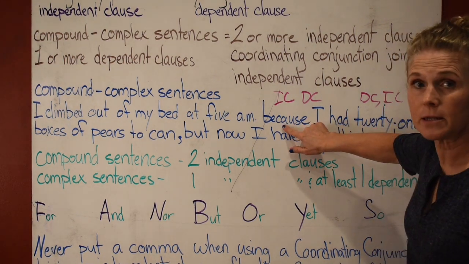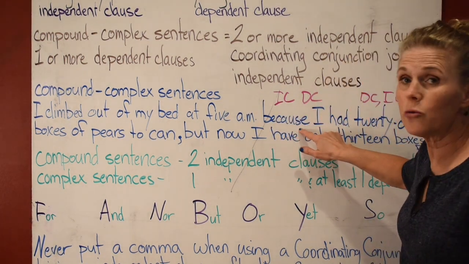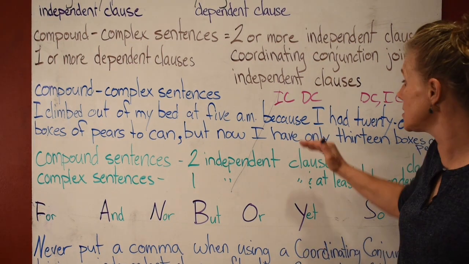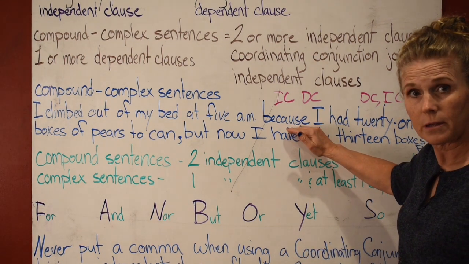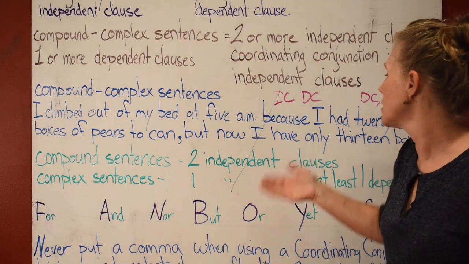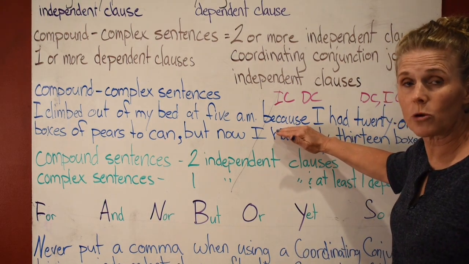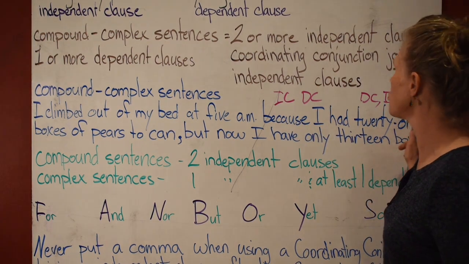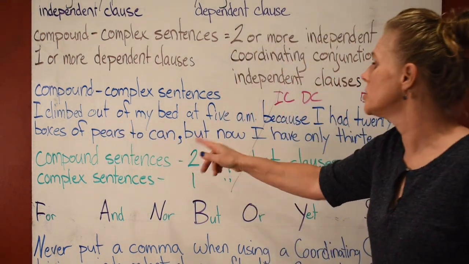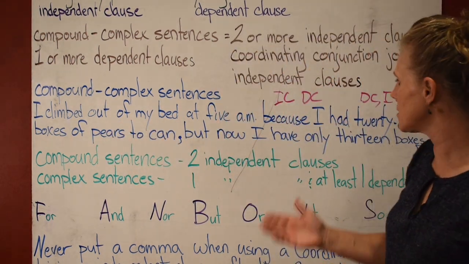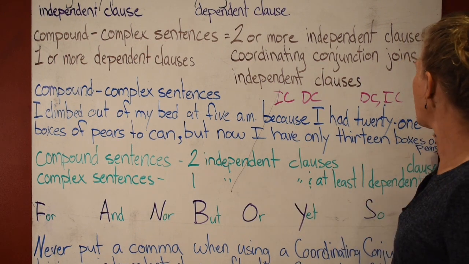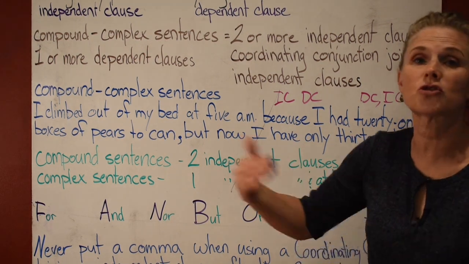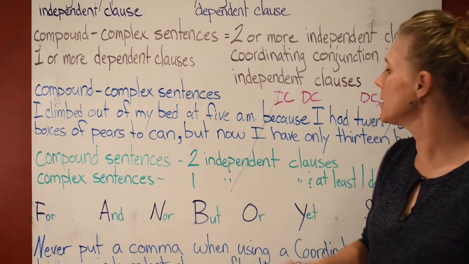Now look at this. We know this is a dependent clause because it starts with a subordinating word. As soon as it starts with a subordinating word, you know it. So what kind of clause is this? Because I had 21 boxes of pears to can. Well, because what? What is "because I had 21 boxes of pears to can" describing? What kind of clause is this?